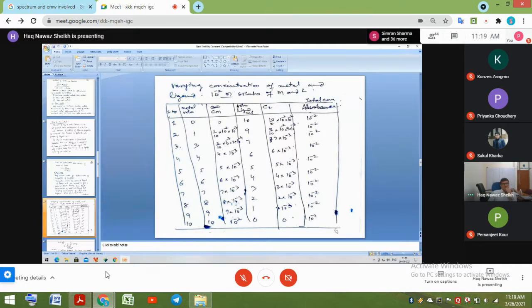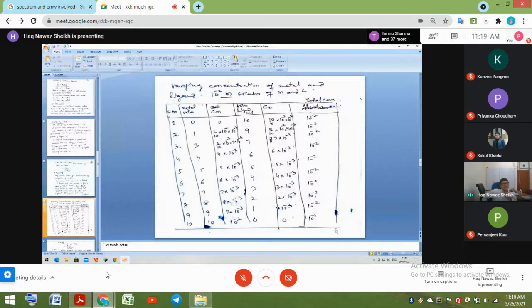So these solutions should not absorb. Pure metal and pure ligand should not absorb at the lambda max which we are using. So the complex that is formed during this process will have a different color and different composition than the metal and ligand.